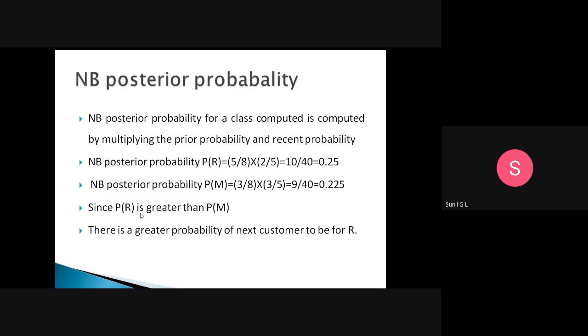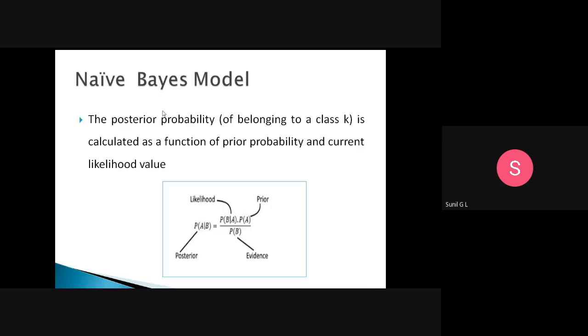Since the posterior probability of haircut is greater than that of manicure and pedicure, there is a great probability that the next customer would be R. Based on that data, because of the recent probability and prior probability, we have calculated the Naive Bayes. The Naive Bayes will be predicting that the next customer would be R. So this is a Naive Bayes model.